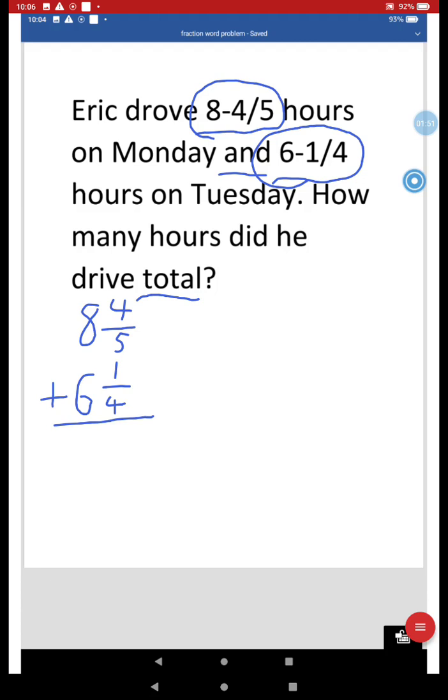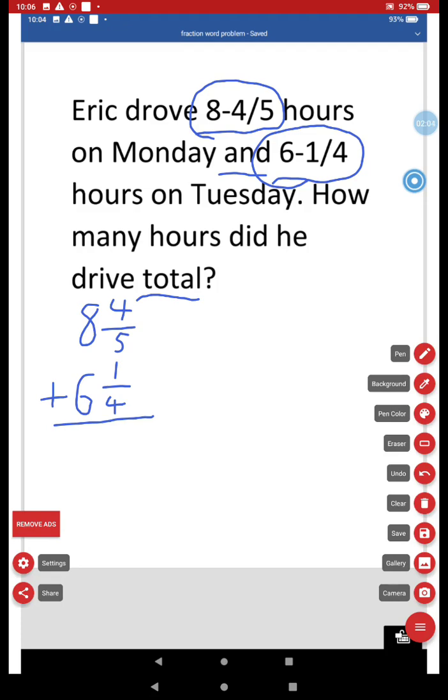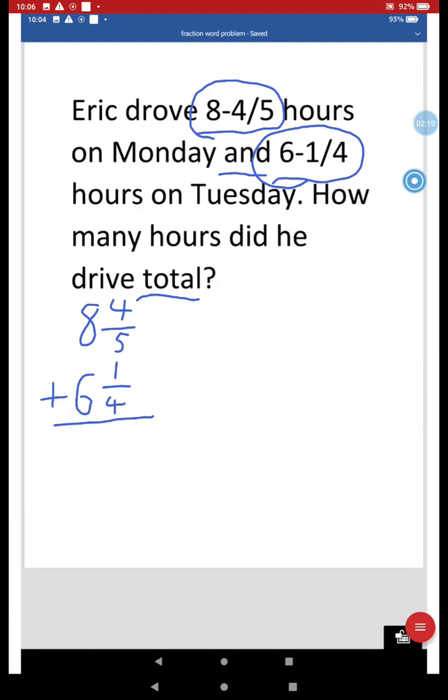All right, now before I can add these two mixed numbers together, I need to get them to have a common denominator. So look at your tens chart to help you. What's a common denominator that I can get from 5 and 4? Very good. It's going to be 20. So how do you change a 5 into a 20? Well, 5 times 4 equals 20, so I'm going to rewrite my problem. Addition sign, equal sign, fraction bar. 5 times 4 is now 20.